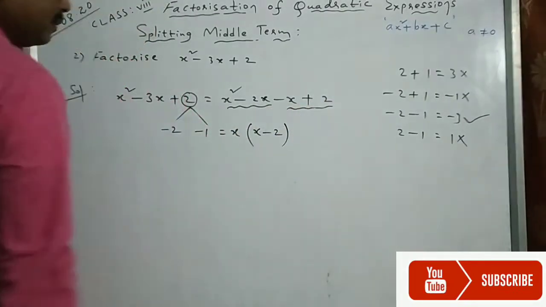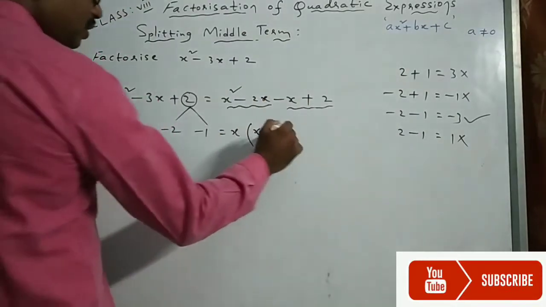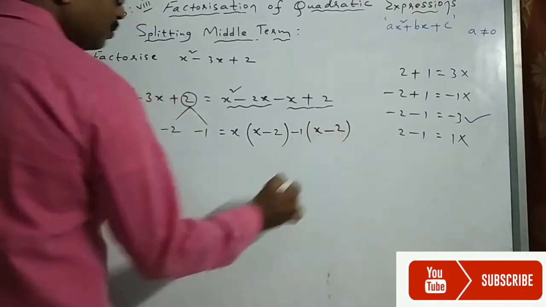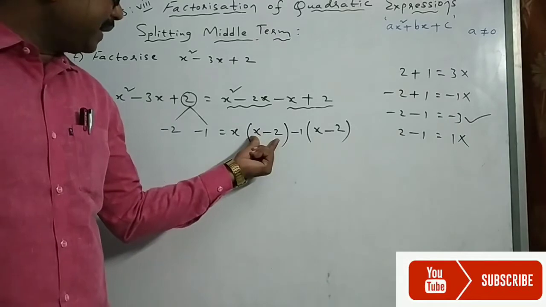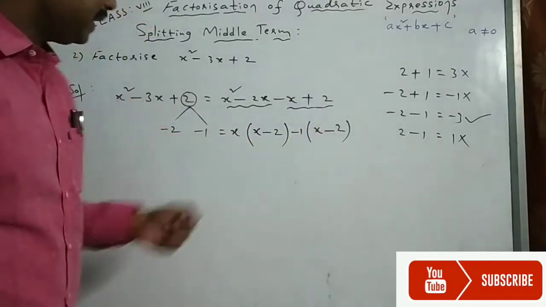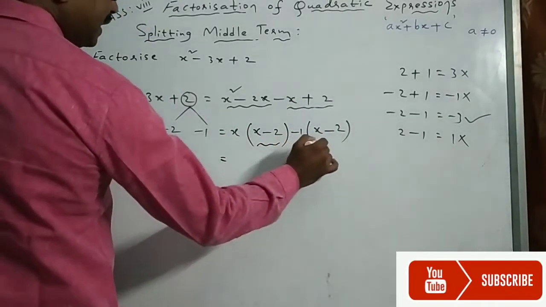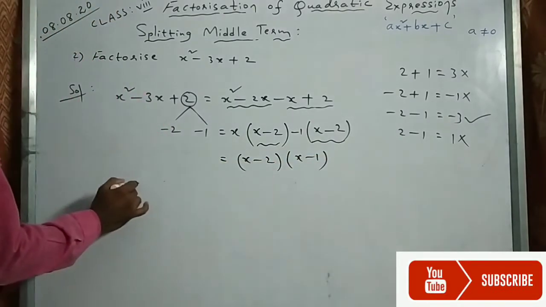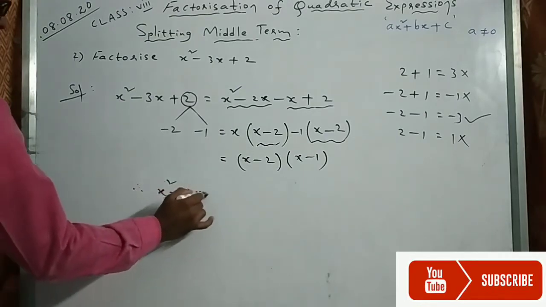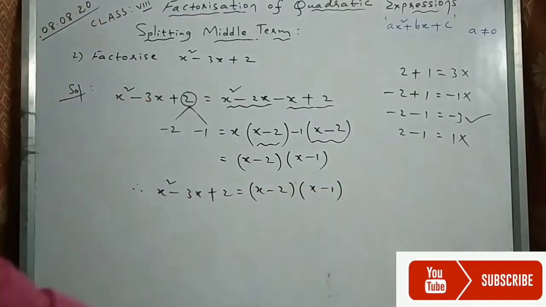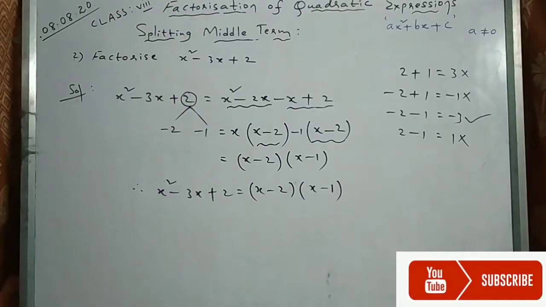In this 2 what is common? There is nothing. So I will take minus 1 common. So x. This minus into plus minus 2. Why? Here I have already x minus 2. So here also we should have x minus 2 only. So minus into plus minus. Then what is common here again? X minus 2, x minus 1. So what are the factors of this expression? So x minus 2 into x minus 1. Okay, these are the factors for quadratic expression.